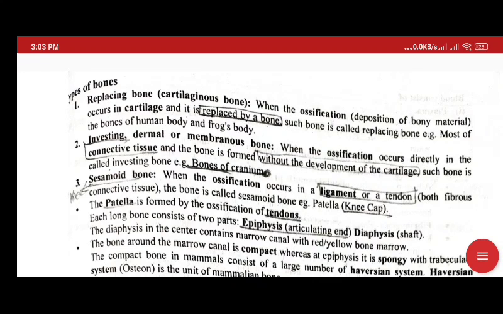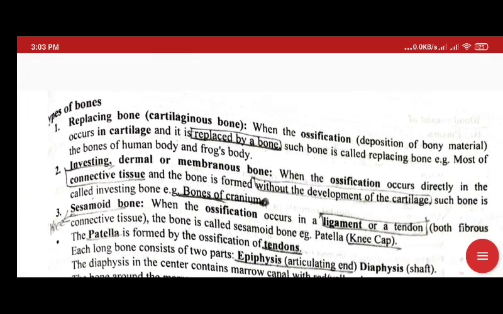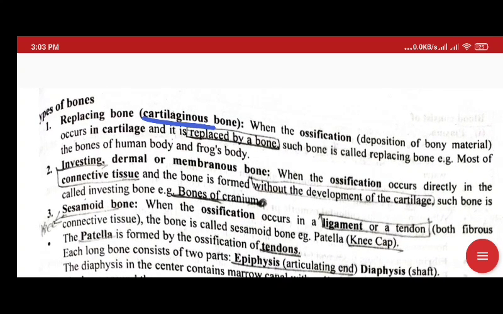Here we go to the types of bone. Now the type of bone is replacing bone, or cartilaginous bone. This type of bone we can also read in the skeleton topic, the skeletal system. We should read this also.